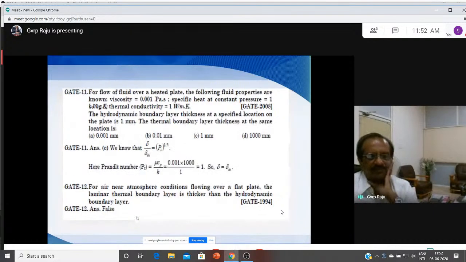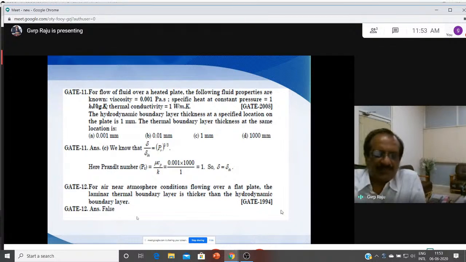For a flow of fluid over a heated plate, the following fluid properties are known. Viscosity 0.01 pascal second. Pascal is Newton per meter square, so Newton second by meter square is the unit of viscosity. Specific heat at constant pressure is 1 kilojoule per kg K. Thermal conductivity is something.